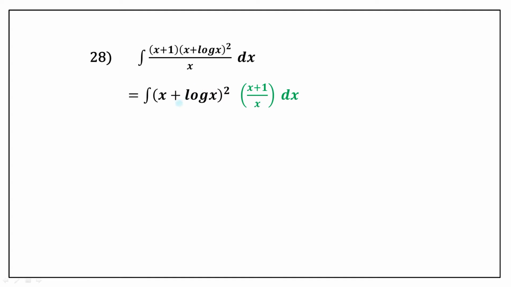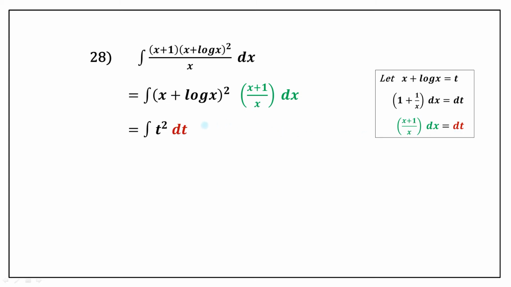So let me rearrange this as (x plus log x) the whole square into (x plus 1 by x) into dx. So I'm taking x plus log x as t, and differentiation of x is 1, plus log x is 1 by x into dx, because we are differentiating x, and differentiation of t is 1 into dt. Now 1 plus 1 by x, if we take LCM, so you get (x plus 1) by x into dx equal to dt.